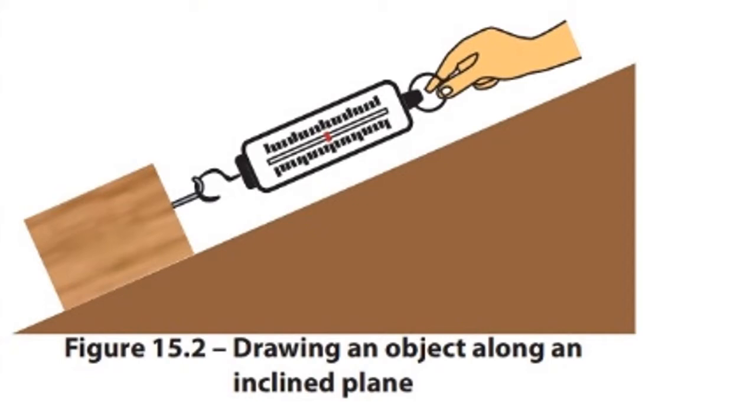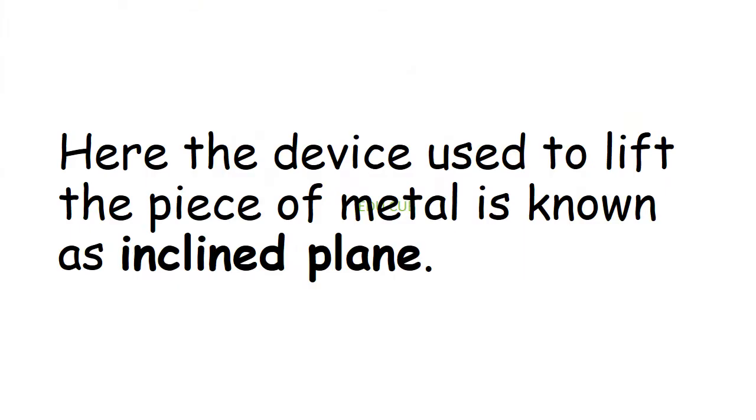Now keep a long plank inclined to the horizontal surface and draw the same piece of metal along it. Observe the reading of the spring balance. You will realize that the force exerted to draw the piece of metal along the ramp is less than the force exerted to lift it directly upward. Here, the job is made easy. The device used to lift the piece of metal is known as an inclined plane.